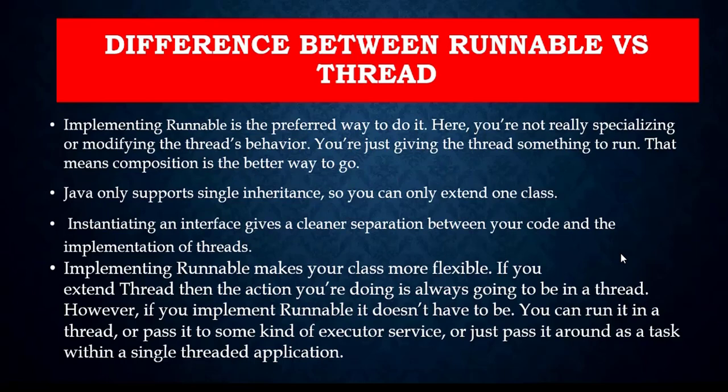Implementing an interface gives a cleaner separation between your code and the implementation of the thread. Isn't it so? Finally, implementing runnable makes your class more flexible. If you extend the thread, then the action you are doing is always going to be in the thread. However, if you implement runnable, it doesn't have to be. You can run it in a thread, or pass it to some kind of executor service, or just pass the task around within a single threaded application. So it is always recommended that the best way to create a thread is to use the runnable interface.